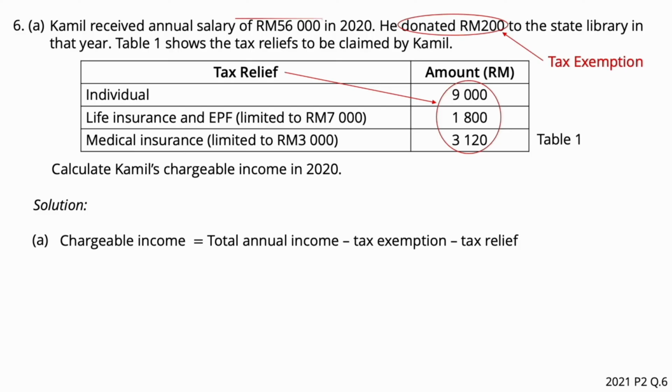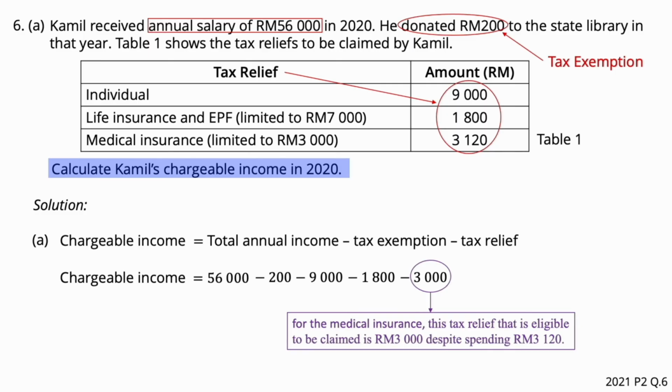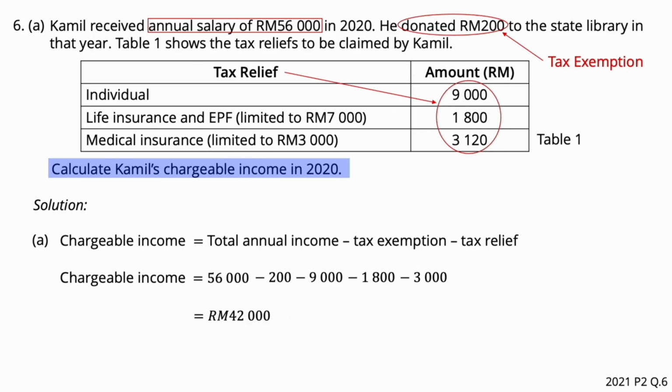The total annual income of Kamil is 56,000 ringgit Malaysia. Let's calculate the chargeable income for Kamil. 56,000 minus 200 minus 9,000 minus 1,800 minus 3,000 ringgit Malaysia. 3,000 ringgit Malaysia for the medical insurance. The tax relief that is eligible to be claimed is 3,000 ringgit Malaysia, despite spending 3,120 ringgit Malaysia. The calculated result is 42,000 ringgit Malaysia.